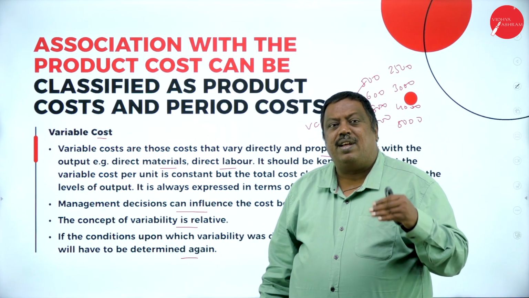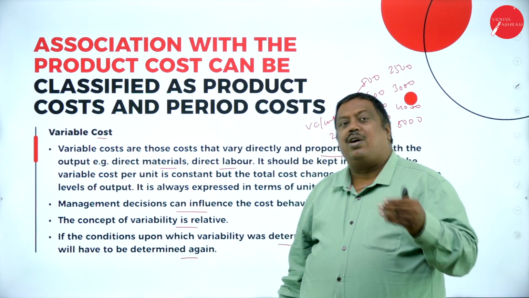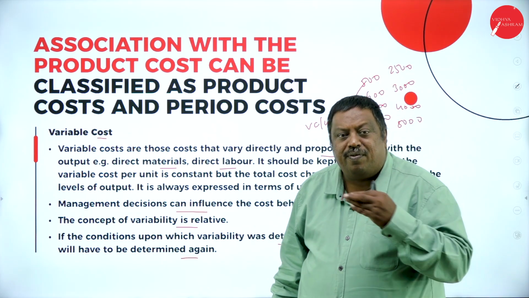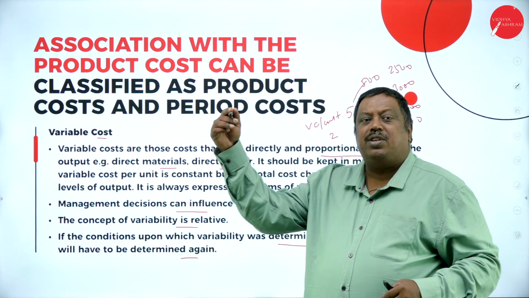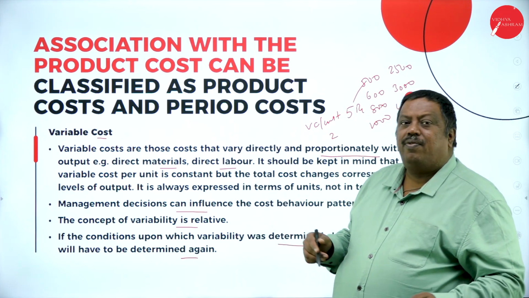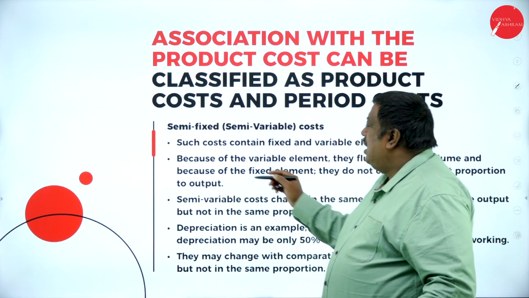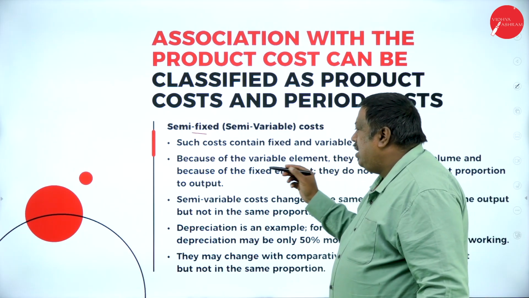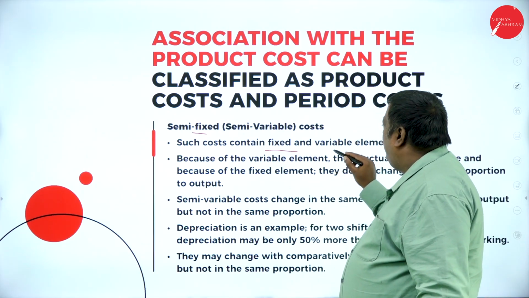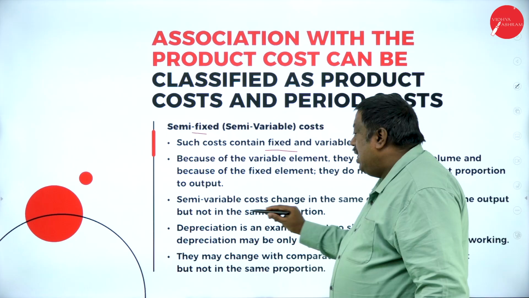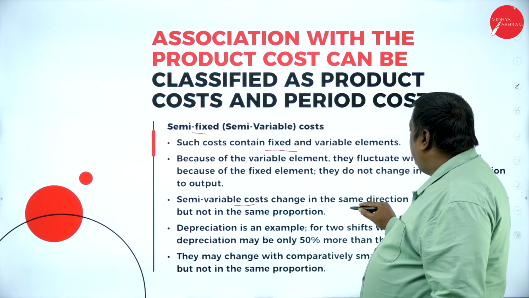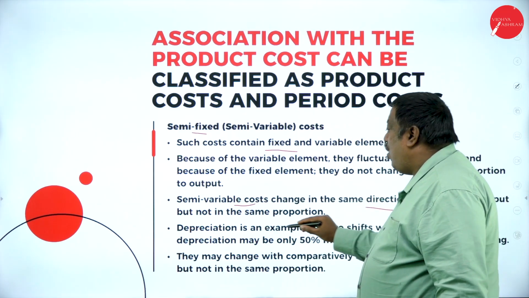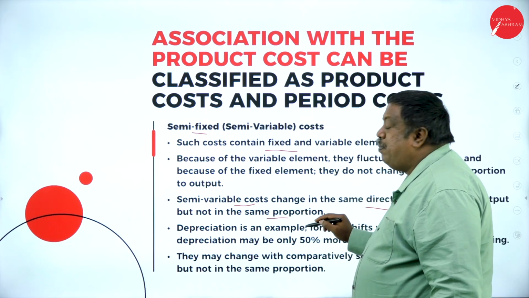Or else, depending on the methodology they adopt for making the payment of wages, there will be small fluctuation in the payment of wages. Next we have semi-variable cost. Semi means small changes in my fixed or variable cost. Such cost can contain fixed and variable elements. Semi-variable costs change in the same direction as that of output, but not in the same proportion.